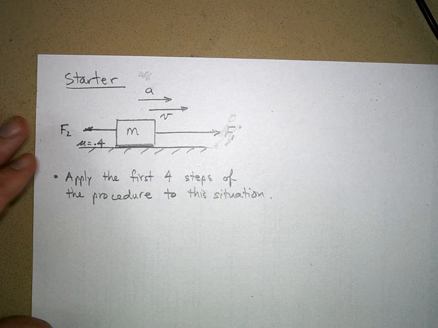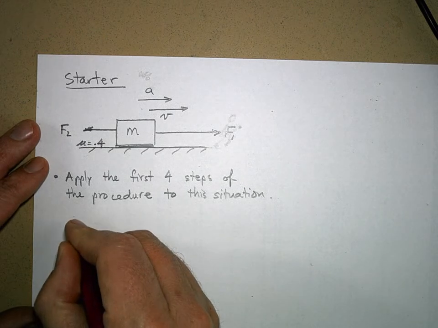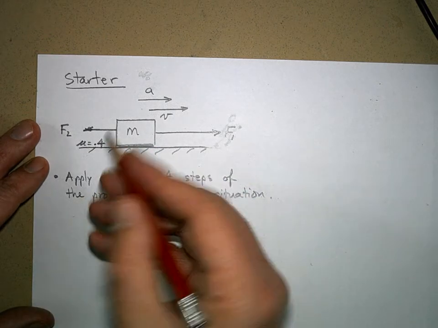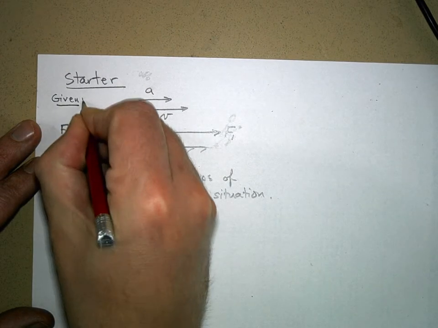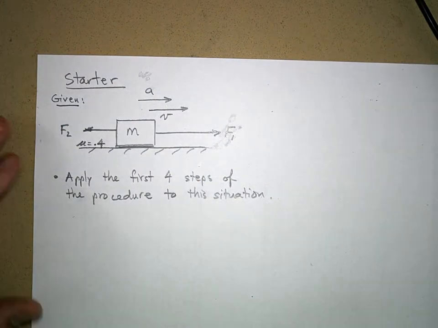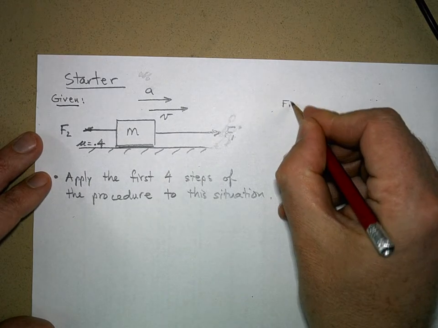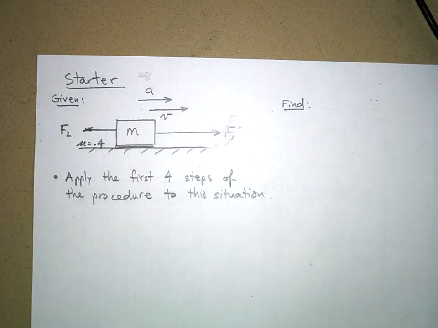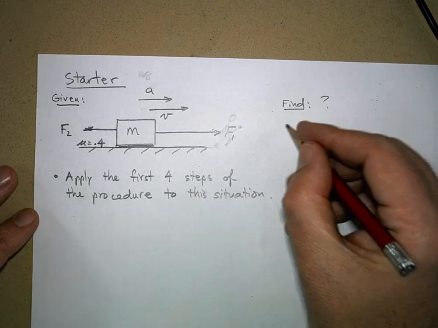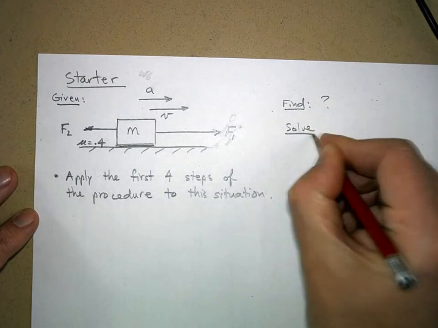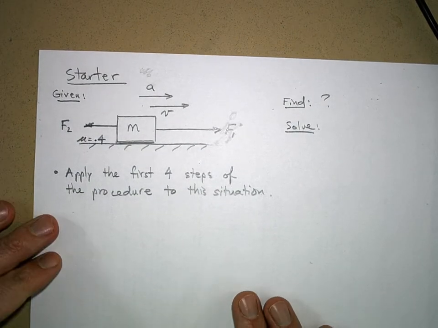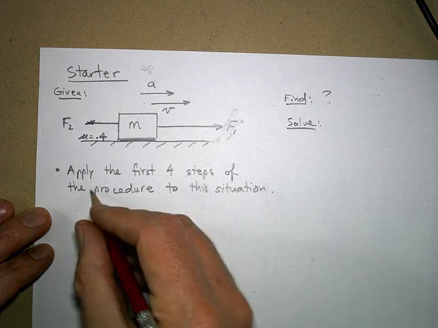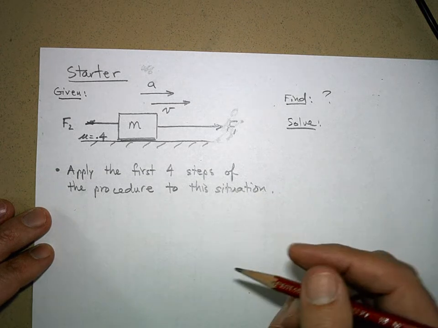So the first thing we do, step one, is given, find, and solve with a picture. Well, I've already got the picture, so I'll just cheat a little bit and write given. Find, well, we don't know what we're trying to find here. That's kind of the point of this. And we're not going to solve for anything yet. But step two of the procedure is to draw the free body diagram.